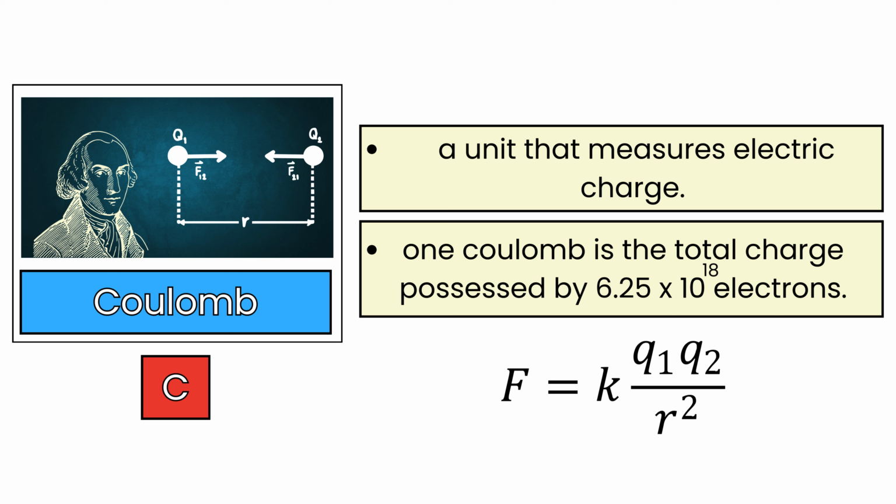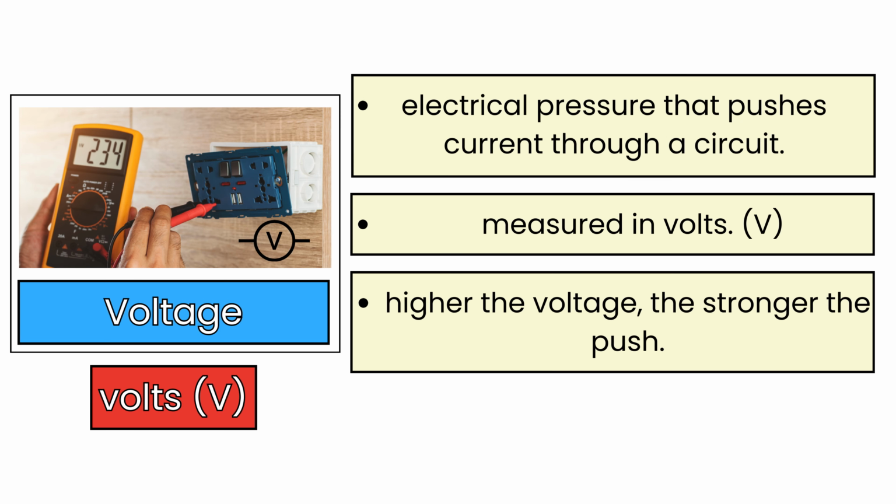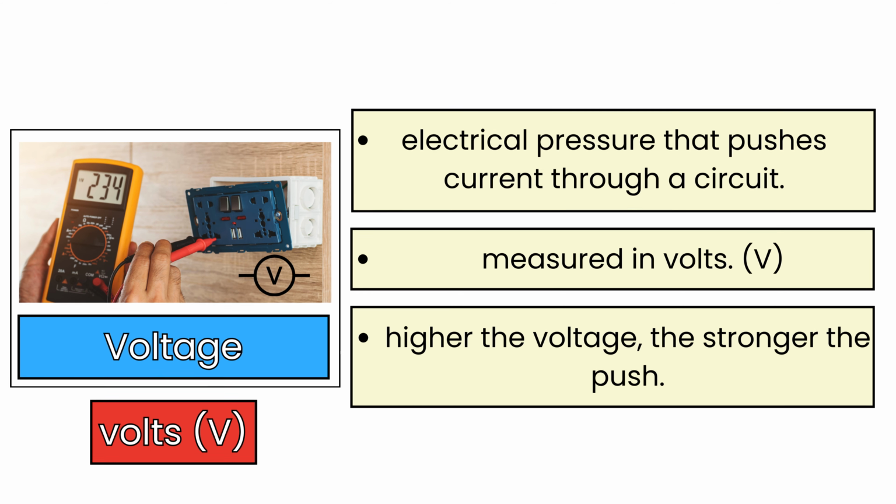A coulomb, symbol C, is the unit of electric charge. 1 coulomb is the total charge carried by 6.25 times 10 to the power of 18 electrons. Think of it like measuring weight in kilograms, but for electric charge. Voltage is the electrical pressure that pushes current through a circuit. Without voltage, current can't flow. It's measured in volts, V, and works like water pressure in a pipe. The higher the voltage, the stronger the push.